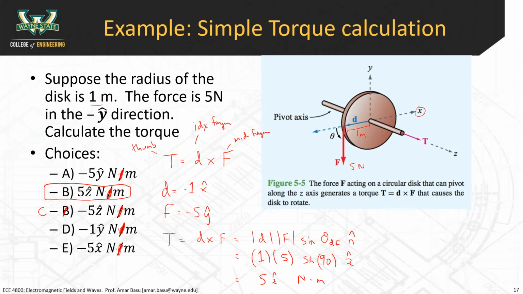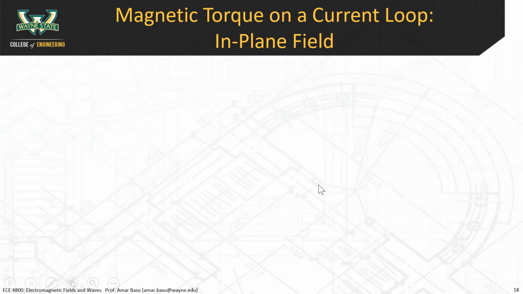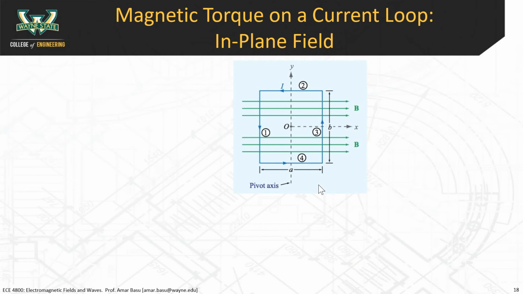Okay, yeah, thank you, Noor, again. All right, so that's a simple torque calculation. Let's move on to the next part here. So how do we get torque using an electromagnetic motor? We're going to do a simple example on this slide, and then we're going to go into a slightly more complex example on the next slide.